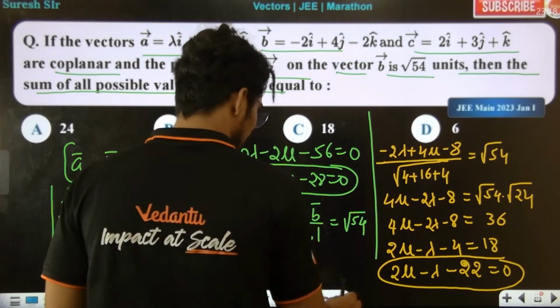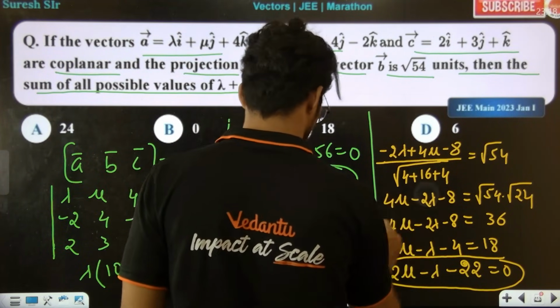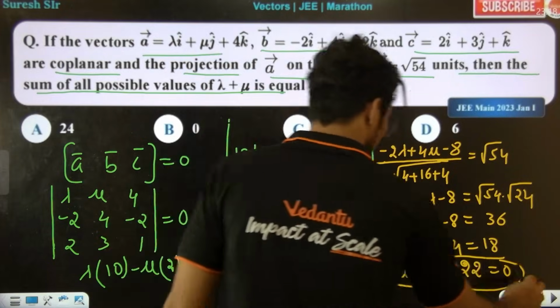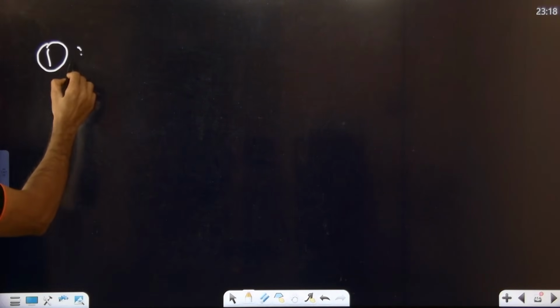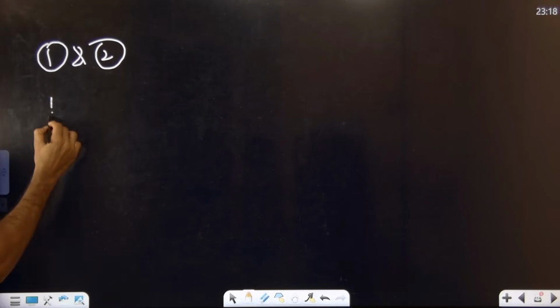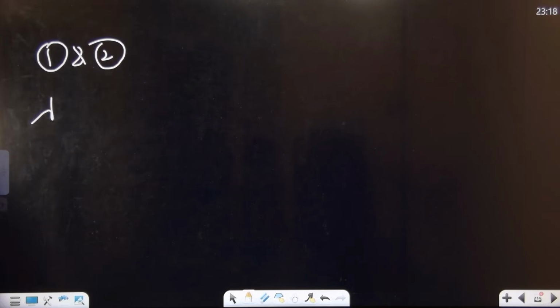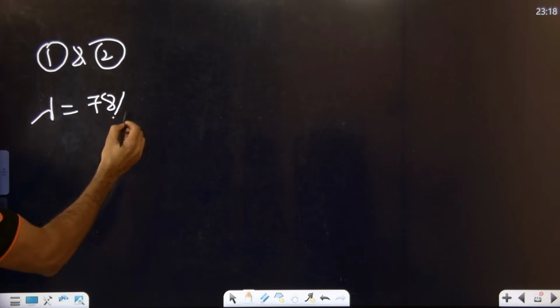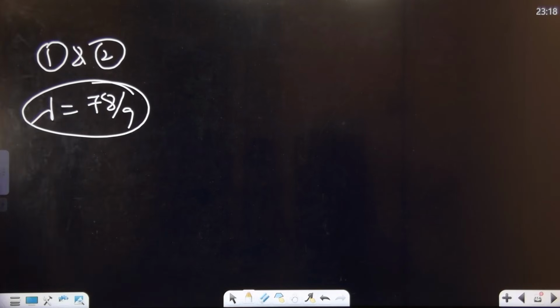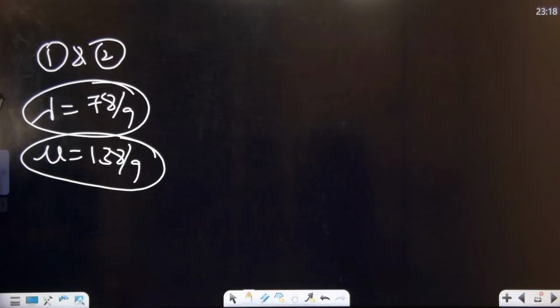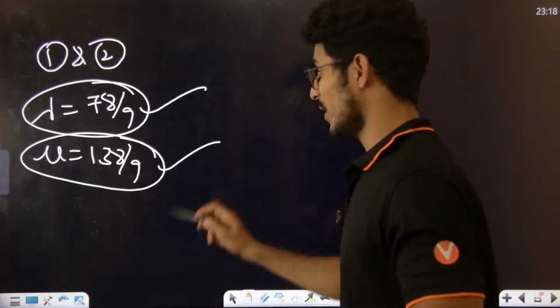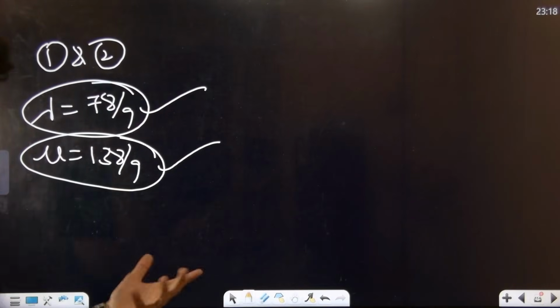So let me write directly here. Already we have solved this question. So equation number 1, equation number 2. Let me write in the next slide. Solving 1 and 2, what is the lambda value? 78 by 9, sir. Lambda value is 78 by 9. Then mu value is 138 by 9. You need to solve. Check. This lambda value is 78 by 9, mu value 138 by 9. Simple calculation.